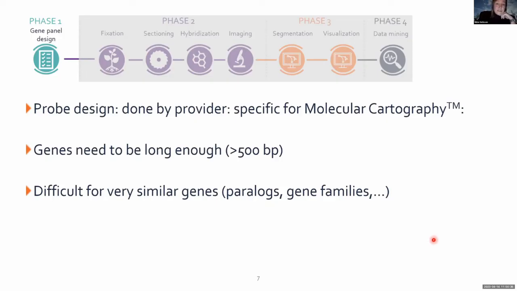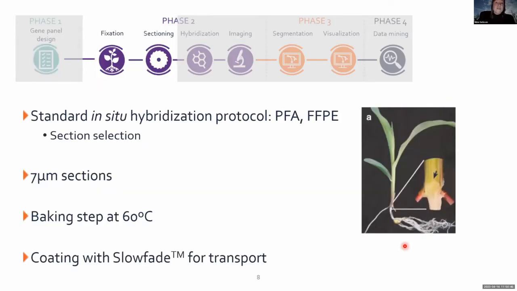Once you have done this, then you can make your final selection, and the provider will start to synthesize your probe panel. During that time, you can start with fixating and sectioning your tissue. As I said, we worked with the maize apical meristem a few days after the fourth leaf appeared. We actually used very little optimization for a standard in situ hybridization protocol. So we used standard fixation, we embedded it in paraffin.